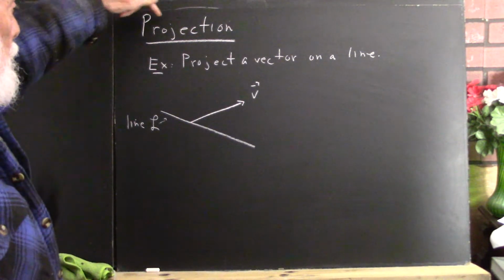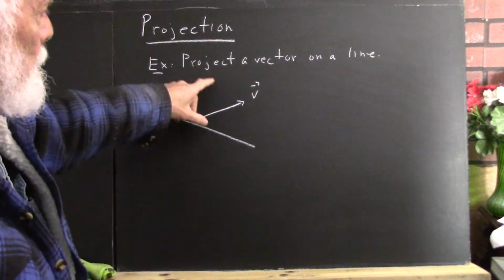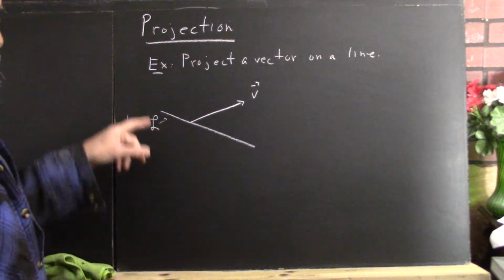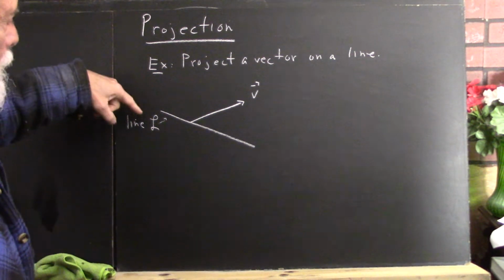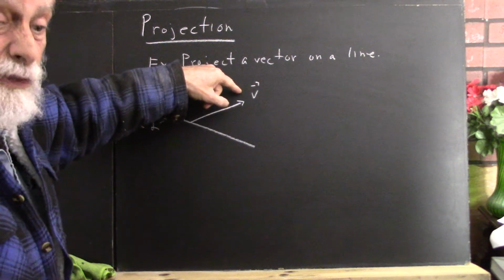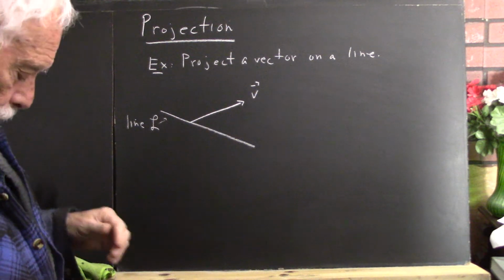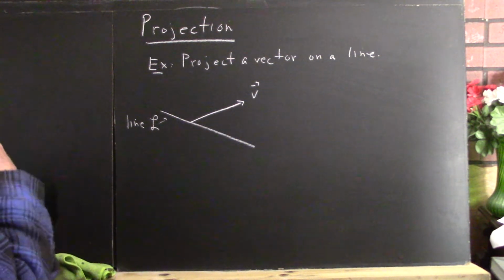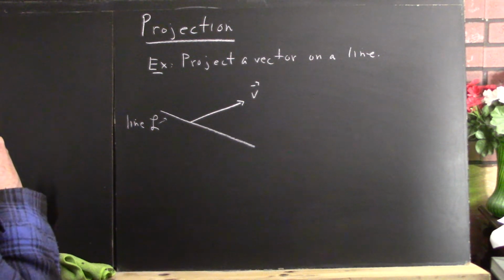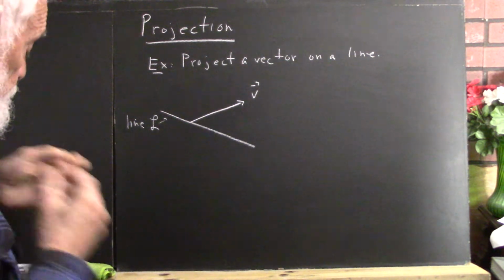Okay, talk about projections. Let's be more specific. Let's talk about projecting a vector onto a line. We have a line that I indicate by this fancy script L here, and we have a vector V. To project the vector onto the line, we first draw what we call a projection line. The projection line goes from the tip of the vector to the line.